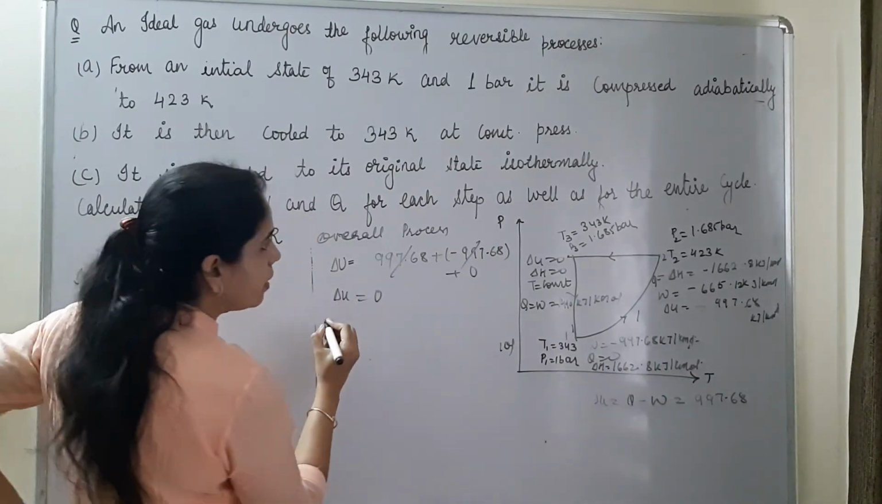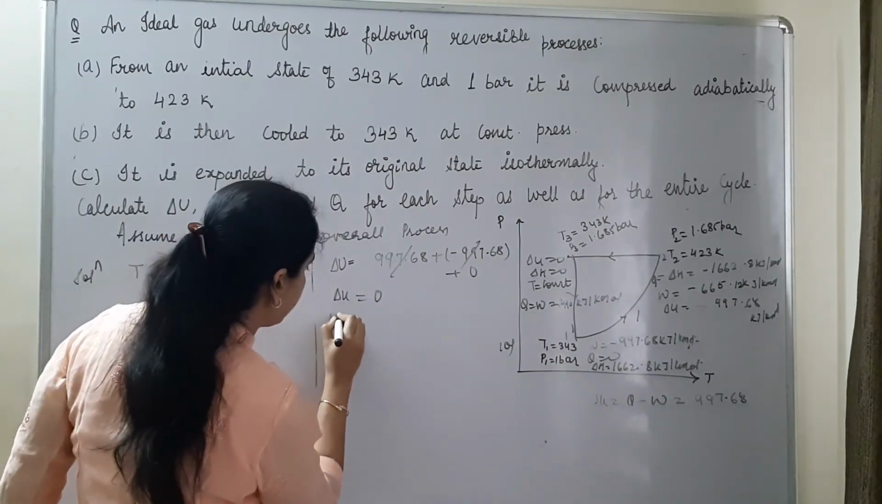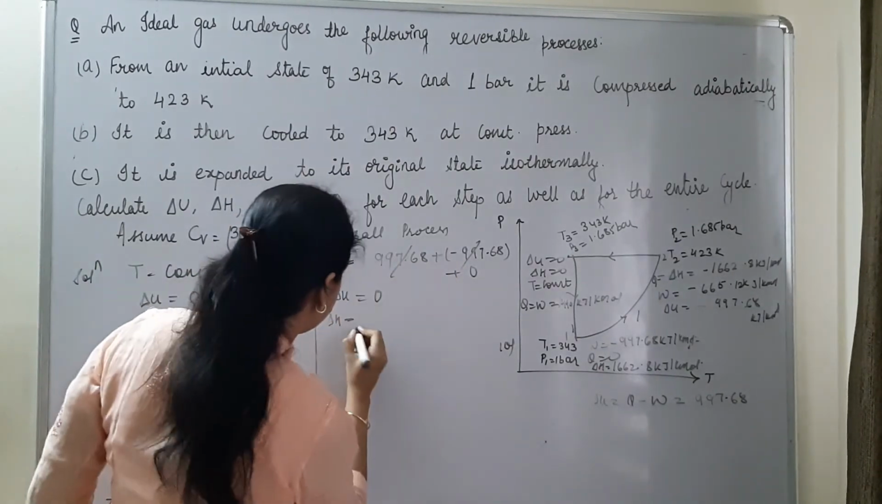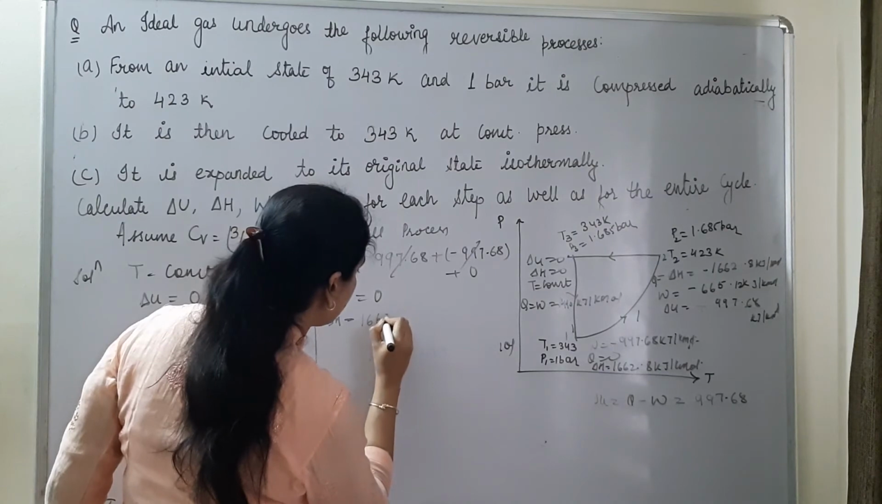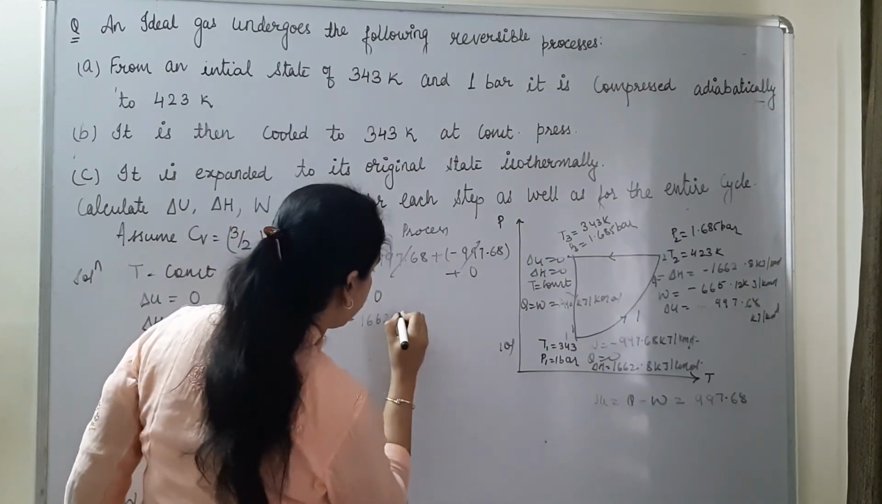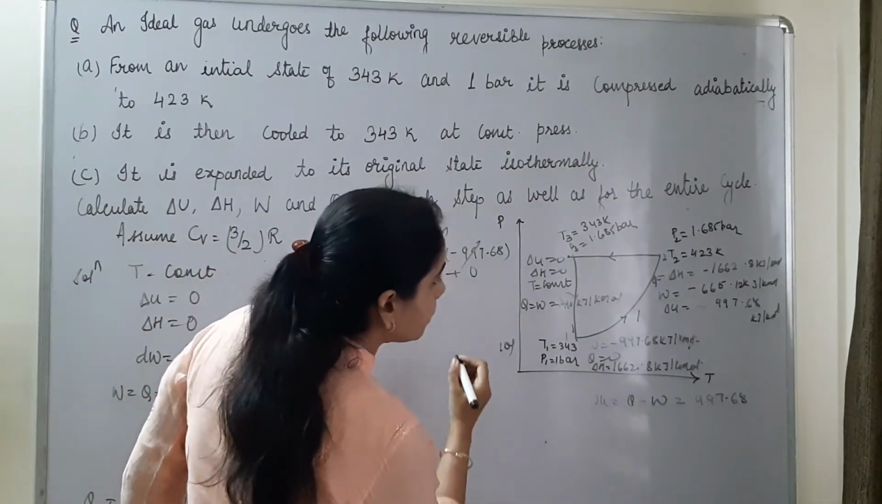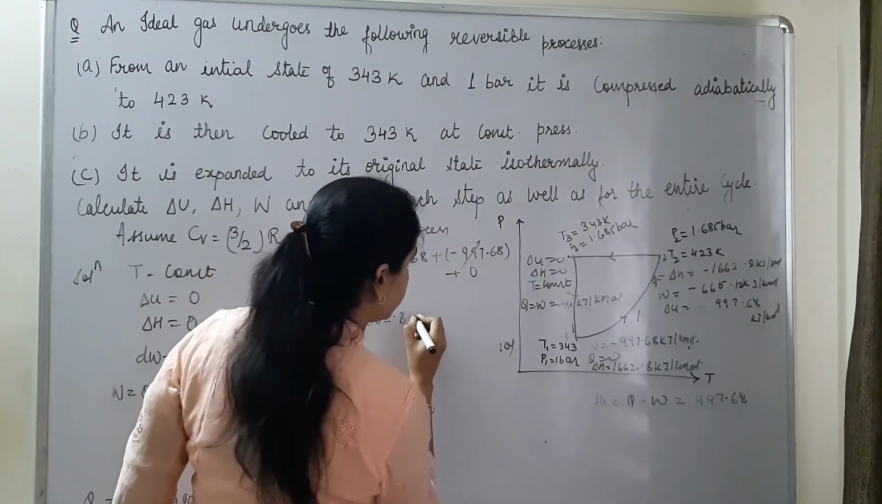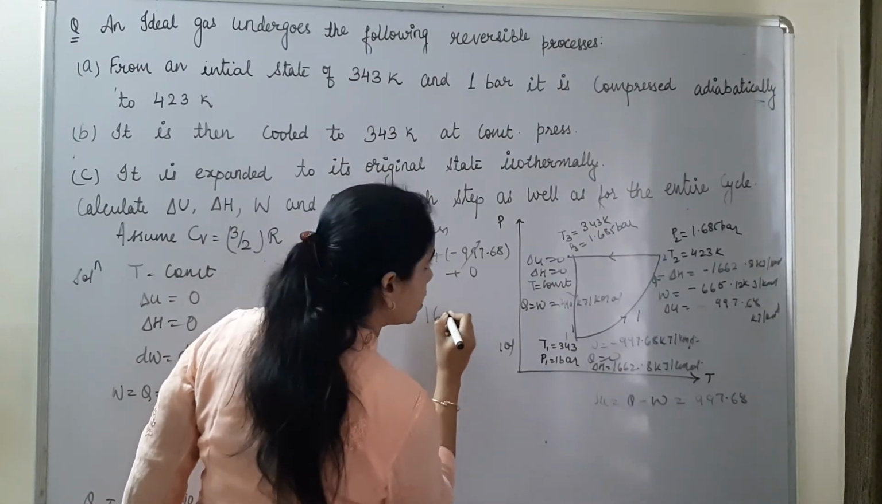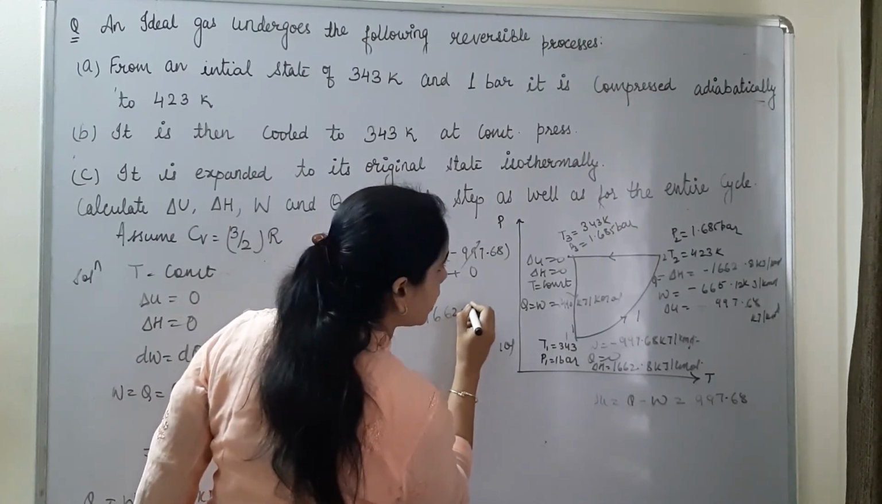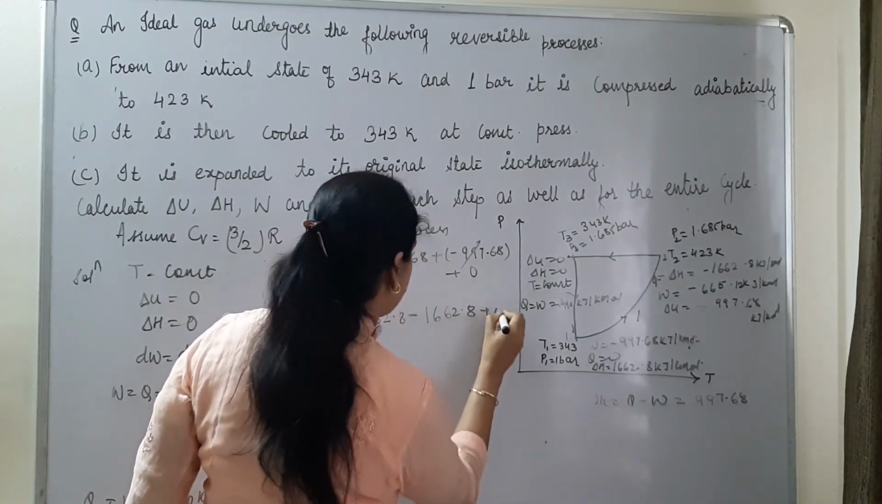Then delta H. The value of delta H for the first is 1662.8. Delta H in the second is minus 1662.8, and here it is 0. So this will be 0.